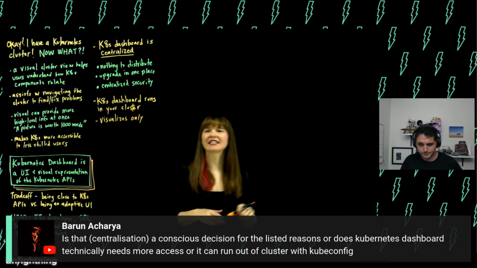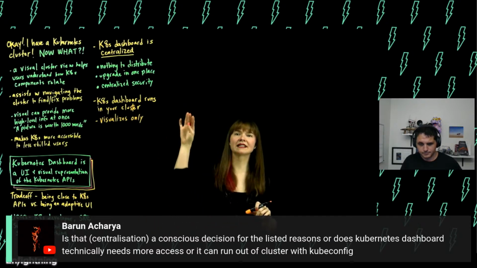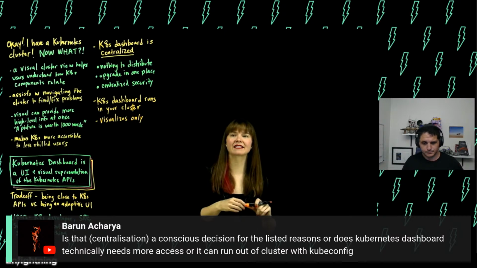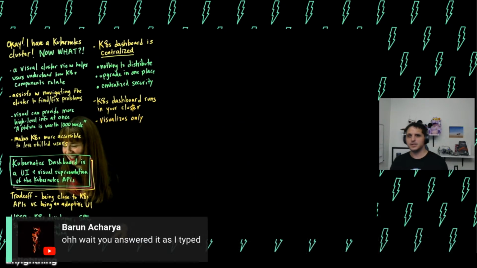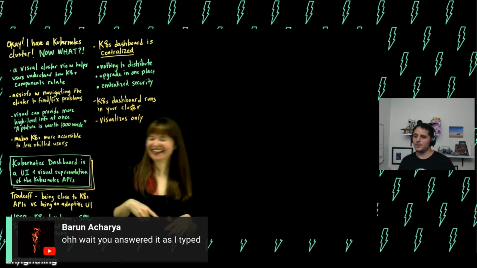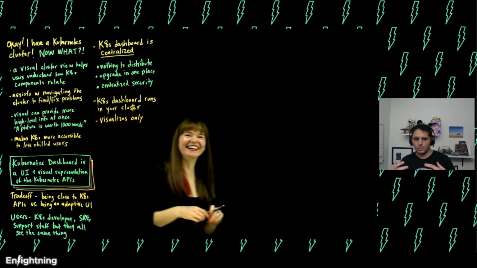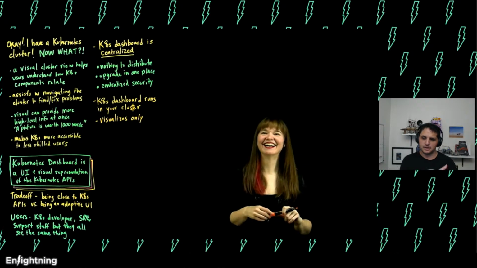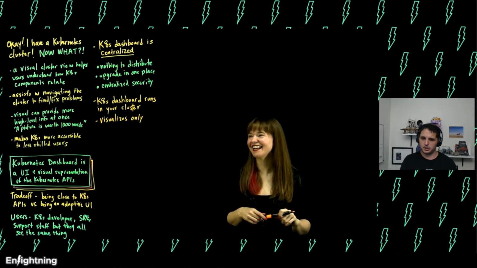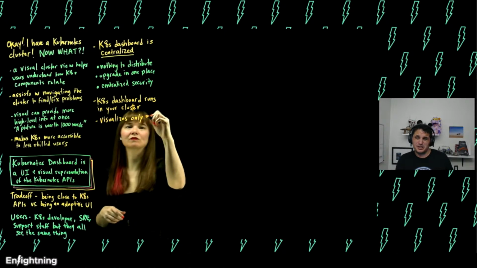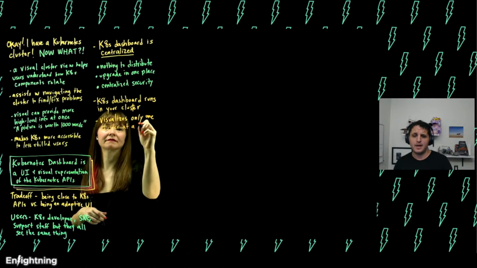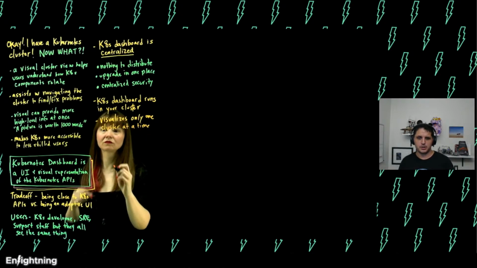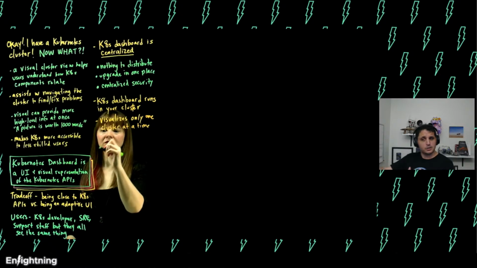Barun's asking whether that centralization is a conscious decision for the listed reasons, or does Kubernetes Dashboard technically need more access, or can it run out of the cluster with kubeconfig? So we're just kind of talking about that. Yeah, you can do it. To expound on that a little bit, we talked earlier about how the Kubernetes Dashboard is essentially just a visual representation of the API. It's just using the same API as kubecontrol, so it's not doing anything special. You can have a kubecontrol configuration that talks to a different API server.